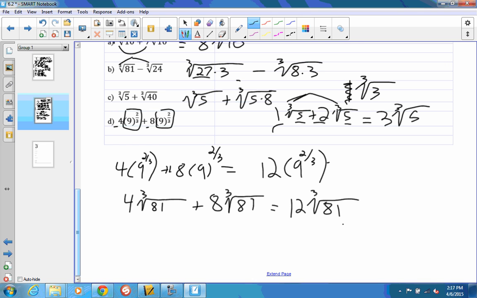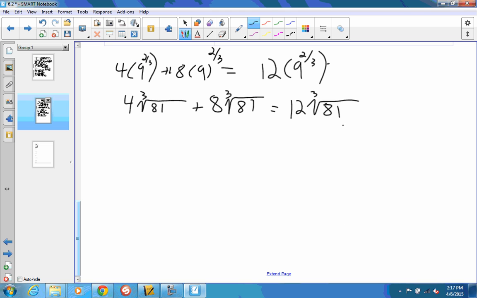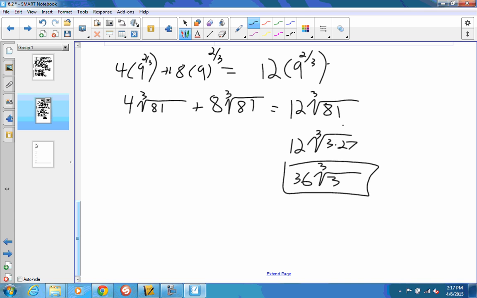But can I break this down into 12 times the cube root of 3 times 27? You better believe it. What's the cube root of 27? So 3 times 12 is 36, cube root of 3. That's the simplest root. Are we done now? Nope.